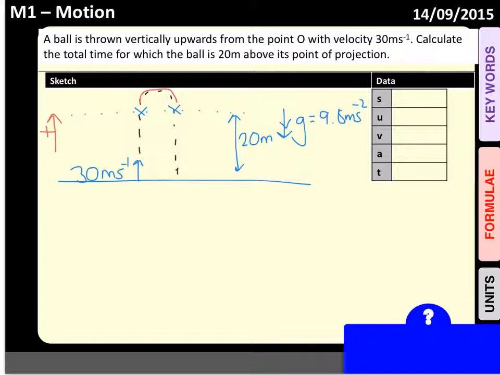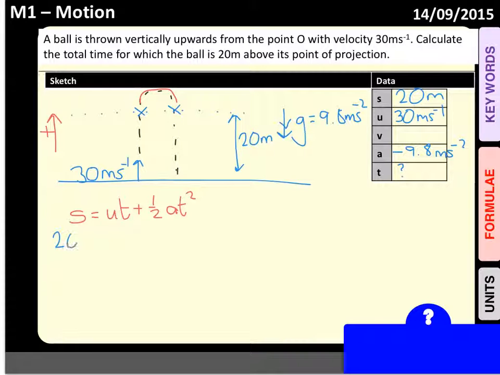So we're looking for a displacement of 20 meters, and it's 20 meters up from the original point, so positive 20 meters. Initial velocity 30 meters per second. Final velocity at the point at which it's at 20 meters, we have no idea. We're not sure what speed it's going at that stage. Acceleration is due to gravity, minus 9.8 meters per second squared. And the time is what we are looking to calculate. So S, U and A is our data, T is what we're trying to find, so we're going to be using S equals UT plus a half AT squared.